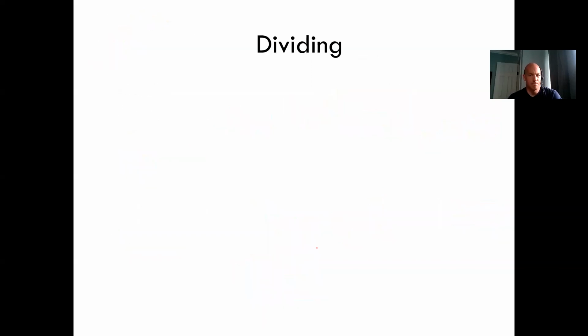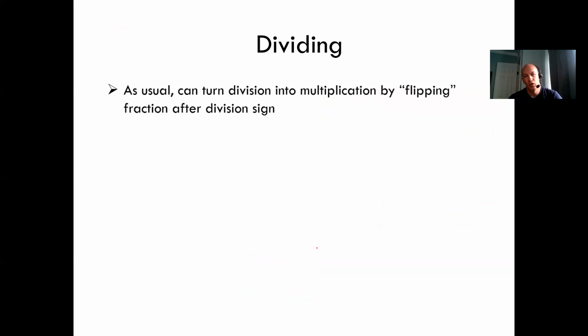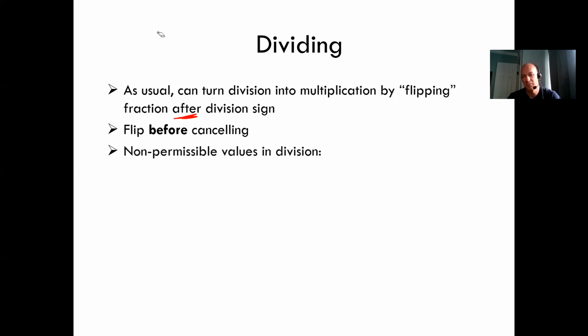Okay, dividing. So, as usual, what we can do is we can turn division into a multiplication problem by flipping the fraction after the division sign, right? So the old thing you learned in grade 8 or whenever you learned it to divide fractions, you just flip the second one. That's the same thing. You're always going to want to flip before you cancel. It's really important. The rules of canceling where something on top cancels with something on the bottom only works across a multiplication sign. It's possible to do canceling across the division sign, but they're like two things on the same side.